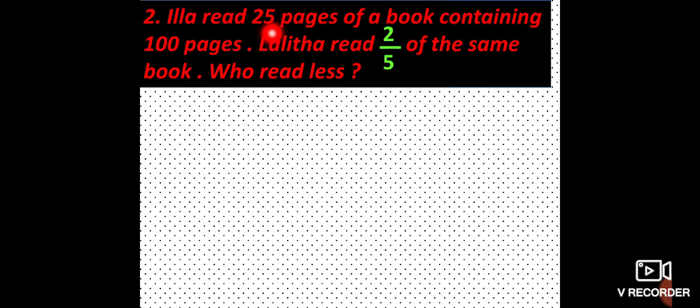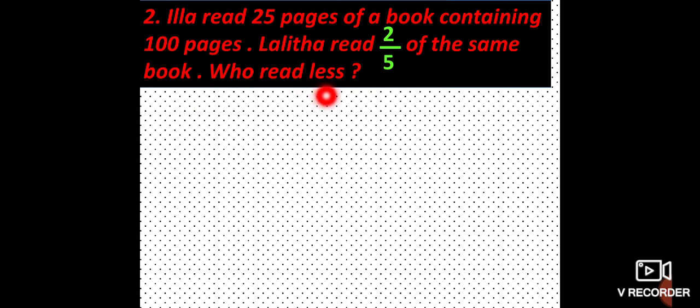Ila read 25 pages of a book containing 100 pages. Ila is the name of a girl. The total is 100 pages, and out of these 100 pages, she read 25. Lalita read 2 by 5 of the same book.